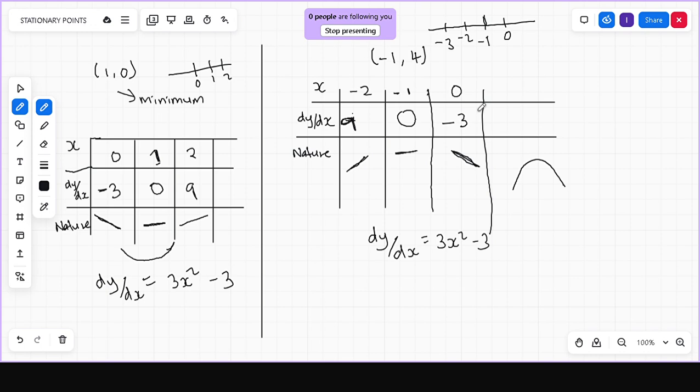So this kind of point is called the maximum point. So this is the maximum point, and that's how we find the nature of the maximum and the nature of the minimum point.